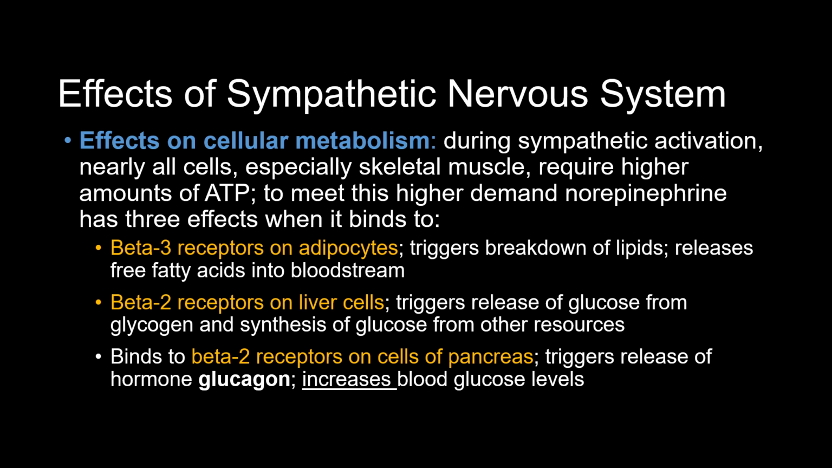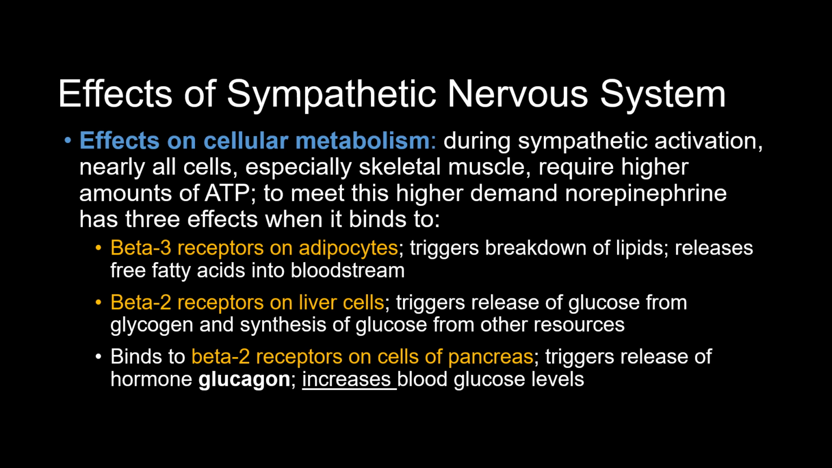And then during times of sympathetic nervous system activation, nearly all cells, in particular skeletal muscle cells, consume way more ATP as their metabolic rates increase. And so to ensure that muscle cells have a steady supply of fuel with which to make ATP, norepinephrine brings about three main effects. It binds to beta-3 receptors in adipocytes and triggers the breakdown of lipids. And then this will actually release free fatty acids into the bloodstream.